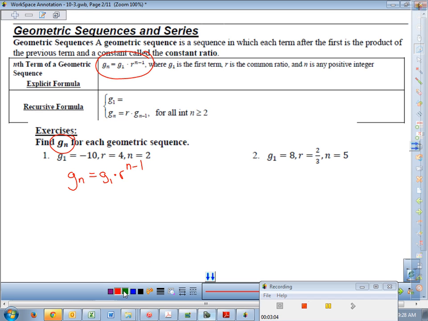So that means that we would write not g of n, not g sub n, but g sub 2, meaning the second term is negative 10 times 4 to the, you can do a little mental math right there and do n minus 1, which is 2 minus 1, which is to the first power, right? And then we can do mental math on this one. That's really a 4 times negative 10. The second term is how much? Negative 40. Box in. Cool.